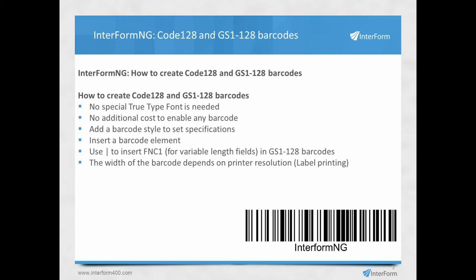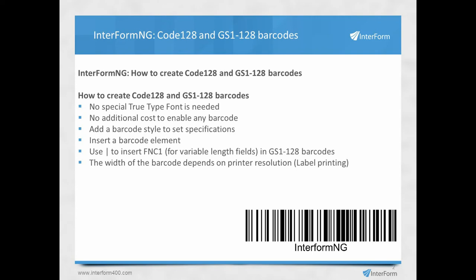To define a barcode, you first need to add a barcode style which sets the specifications like the width and the height, and then you insert a barcode element. If you go with the GS1-128 barcode, then you can use the vertical bar to insert FNC1 to delimit variable length fields.